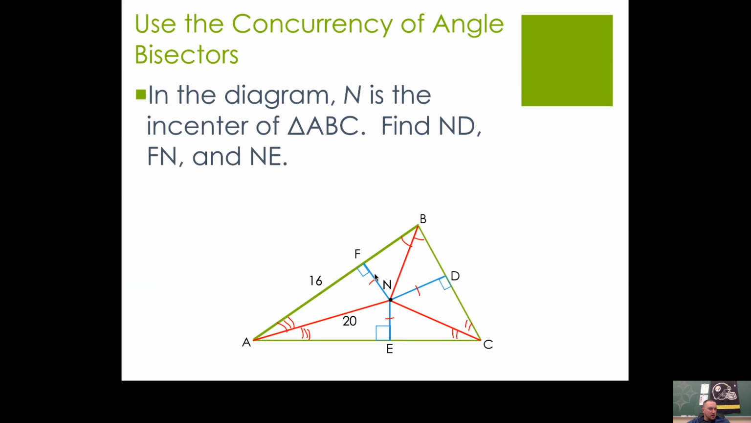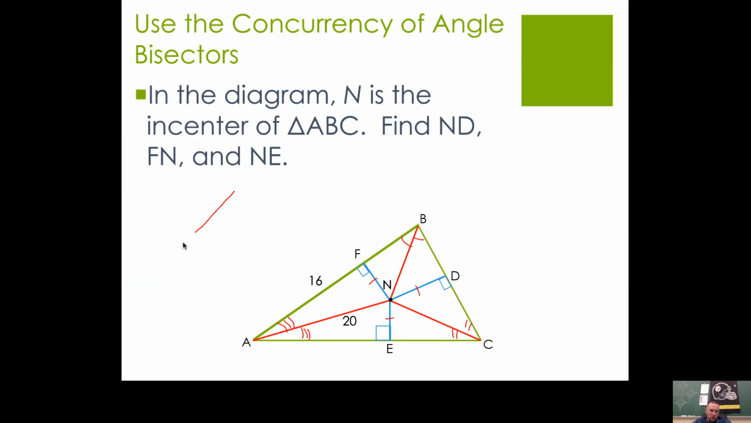As long as you have right angles here, this point is the same distance to this side as it is to this side and as it is to that side. Okay, so we need to find the distance from N to D, F to N, and N to E. And we don't know any of those distances. But notice how inside this triangle with that incenter and these angle bisectors, you have right triangles that are formed.